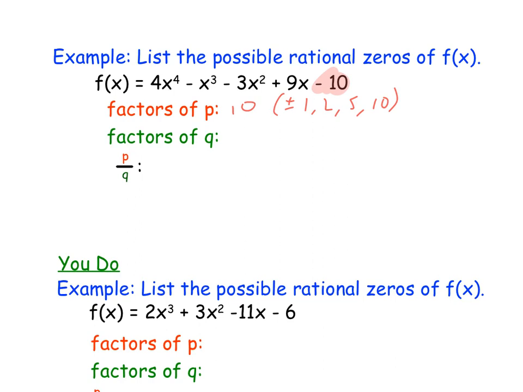And then I want to think about my leading coefficient. So in this case, which is 4. So what are all the possible factors of 4? So plus or minus 1, 2, and 4. Those are all the numbers that multiply together to be 4. And so what I need to do now, this one's going to be a little bit more difficult. I'm going to take all of the numbers in this list and divide them by all of the numbers in this list. So 1, 2, 5, and 10, all divided by 1. 1, 2, 5, and 10, all divided by 2. 1, 2, 5, and 10, all divided by 4.